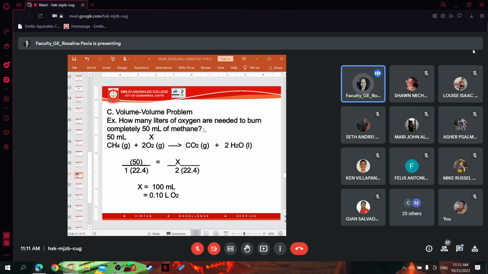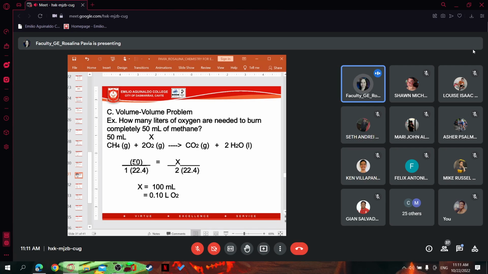How many liters of oxygen are needed to burn completely 50 milliliters of methane? So ito yung balanced equation natin. Both gases. But this time, the given and the required are found in your reactants. Nasa reactants lang yung given at saka required. So you can play around with both reactants.